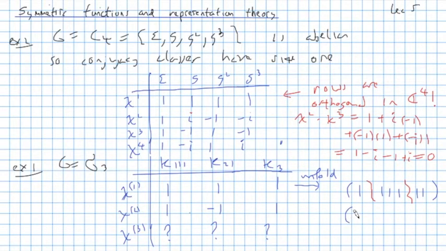And if we unwrap the sign representation, we're going to get 1, we're going to get 3 minus 1s, and we're going to get 2 1s. Now if you take the dot product of these two vectors in C6, we're going to get 0. So now these are orthogonal. Next time we're going to explore this interesting orthogonality of characters.